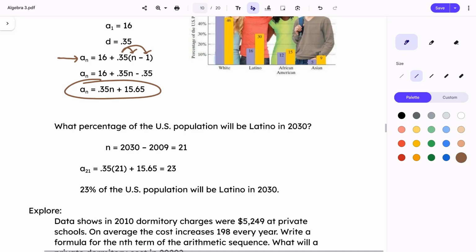Remember, the equation that we have, the sequence that we have, is starting from the year 2009. So they had to find the difference first to figure out what term we are even looking at here. So 2030 minus 2009 is 21. So that's going to be the term that we're looking for. So then you plugged in 21 for n, you solved it, and it gave us 23. So that means 23% of the population.